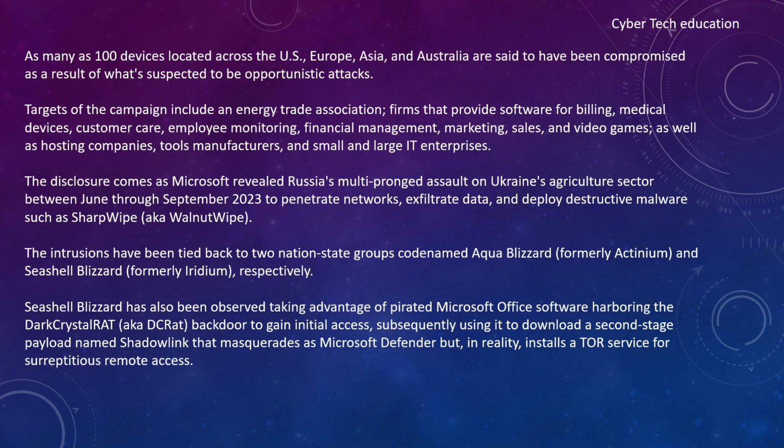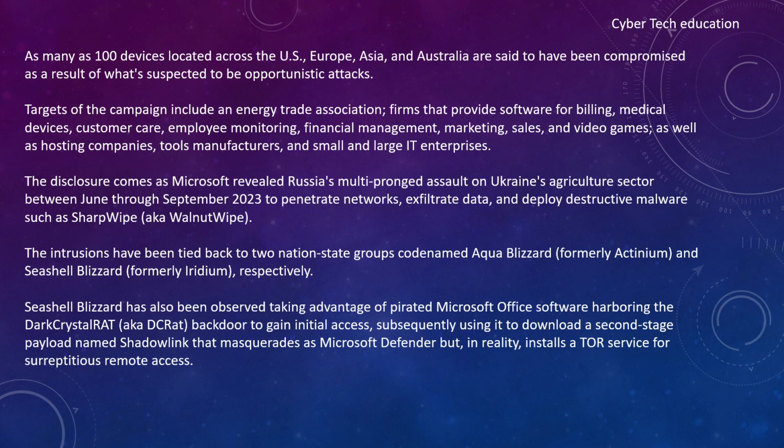As many as 100 devices located in the US, Europe, Asia, and Australia are said to have been compromised as a result of what is suspected to be opportunistic attacks. The targets of the campaign include an energy trade association and firms that make software for billing, medical devices, customer care, employee monitoring, financial management, marketing, sales, and video gaming, as well as hosting companies and tools manufacturers at small and large enterprise scale. The disclosure comes as Microsoft revealed a Russian espionage assault on Ukraine's agricultural sector between June and September 2023, to penetrate networks, exfiltrate data, and deploy destructive malware such as SaPwire.